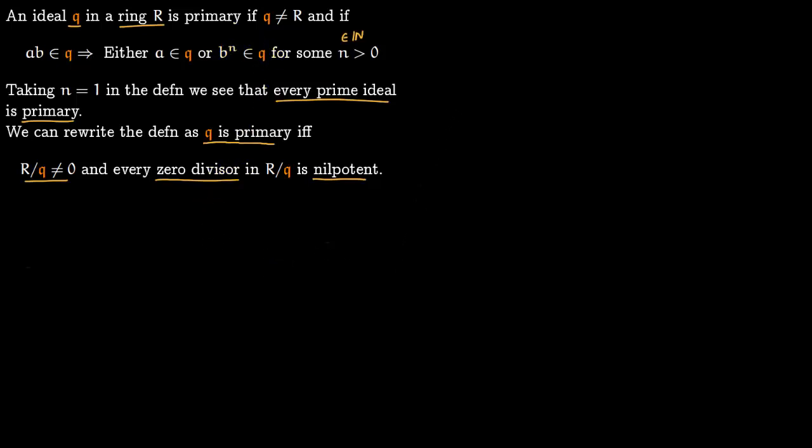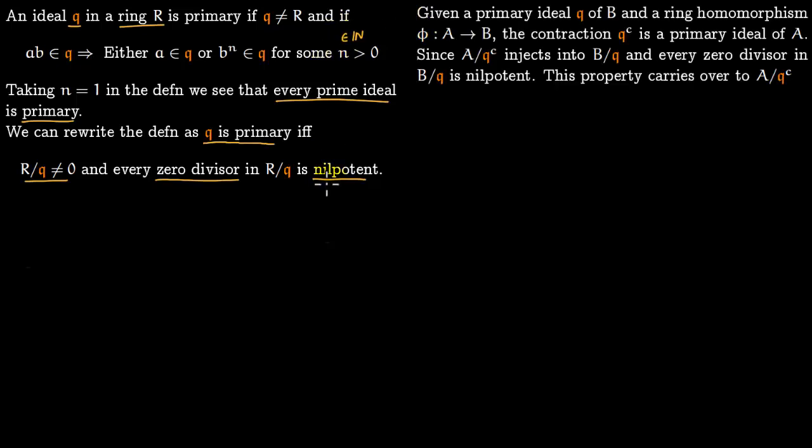So now we come to the first result about primary ideals. Say we are given a primary ideal Q of some ring B, and we are also given a ring homomorphism phi from A to B. Then we can contract this ideal Q, which lies in B, to A. This is Q superscript C, the contraction. This is a primary ideal of A.